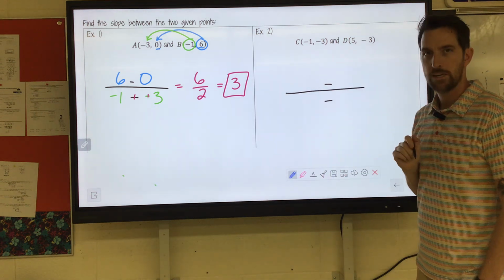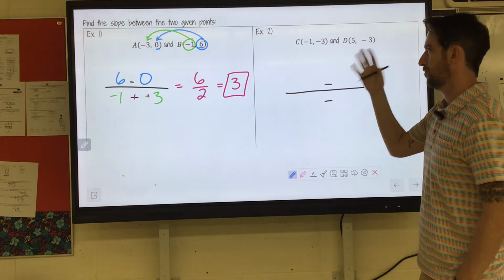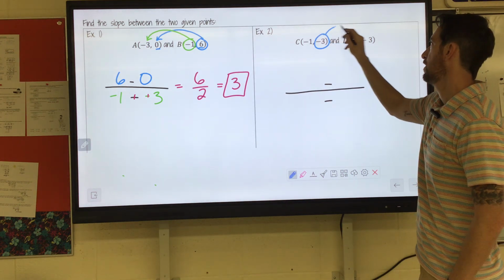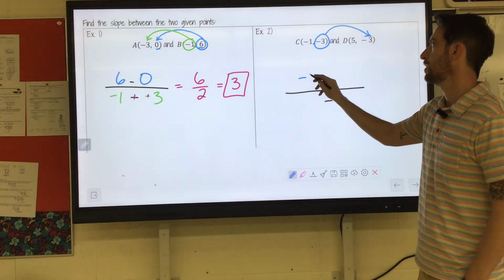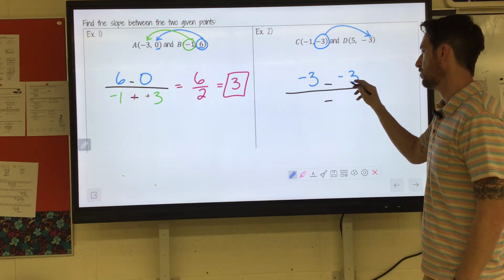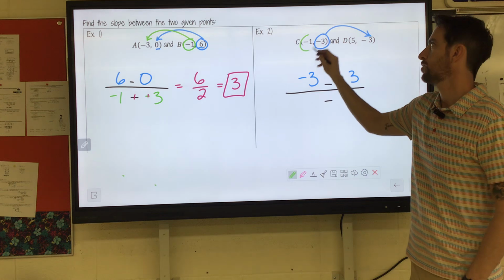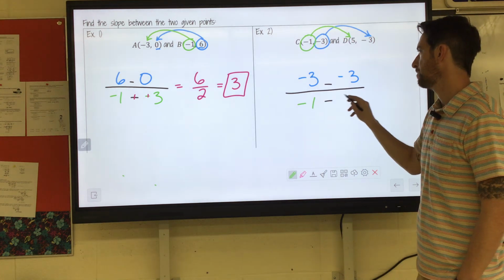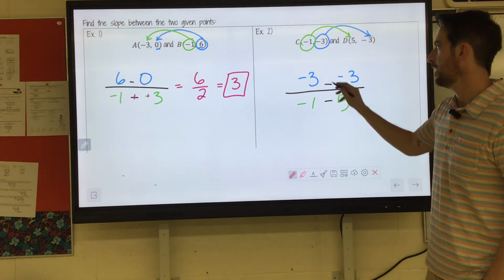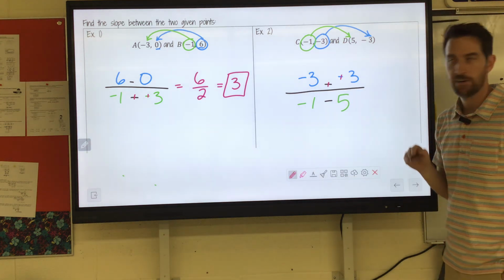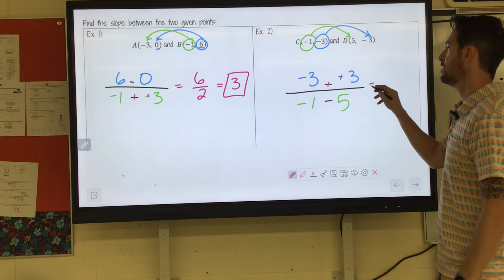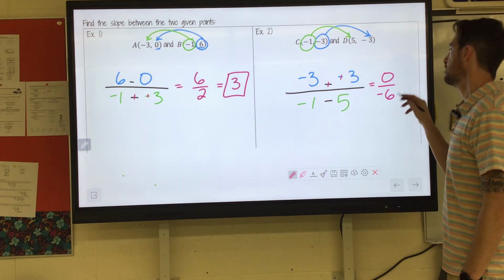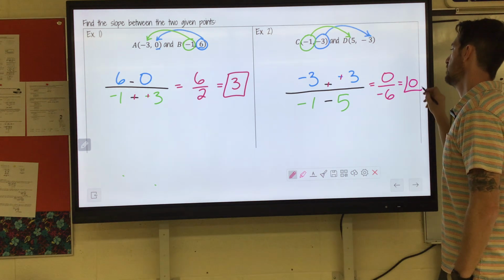We subtract the y's up in the numerator. Let's reverse the order from what we did the first time. Let's use this y first. So we'll say -3 minus -3. And then our x's will stay consistent with the order, -1 minus 5. If you see minus negative, change it to plus positive. -3 plus 3 is 0. -1 minus 5 is -6. 0 divided by anything is 0.